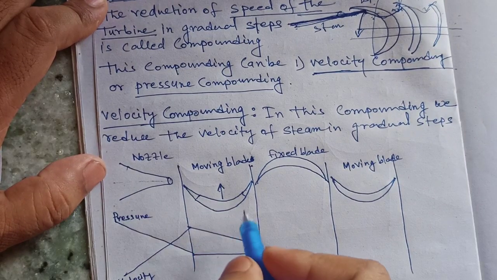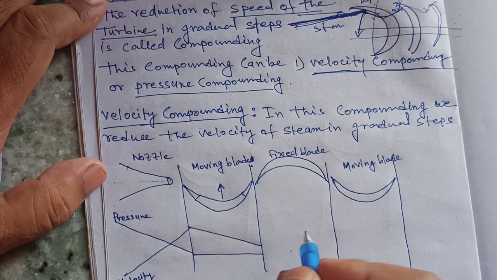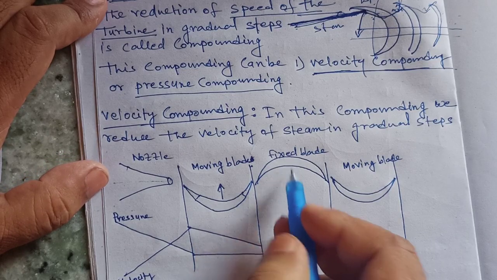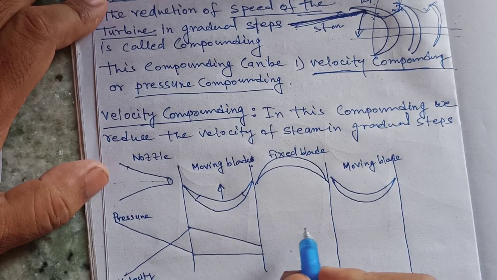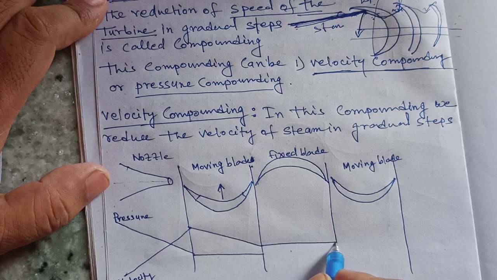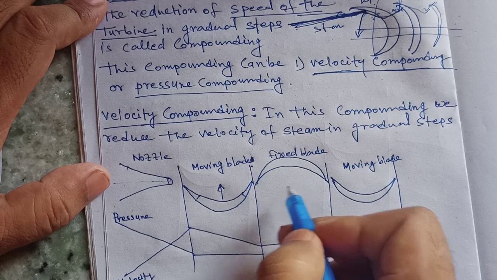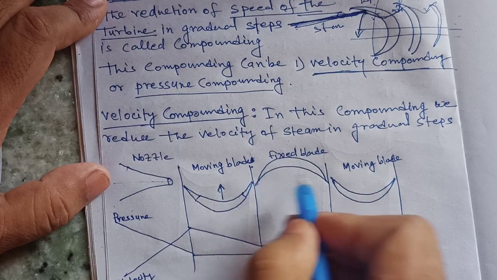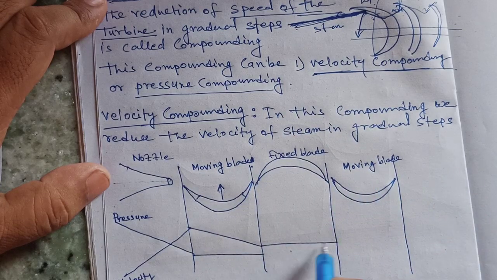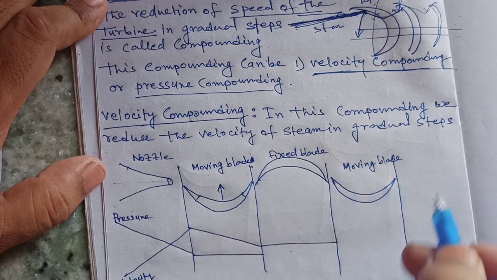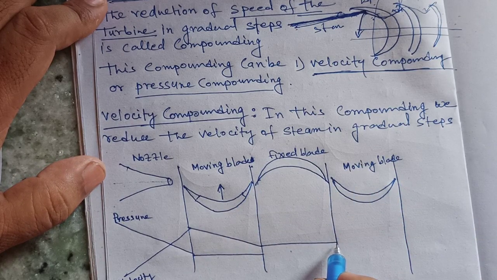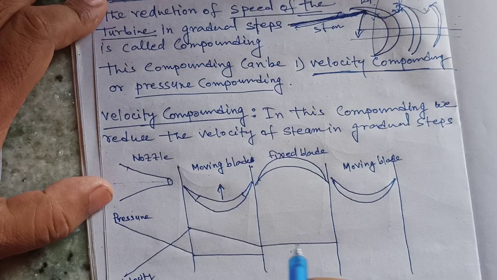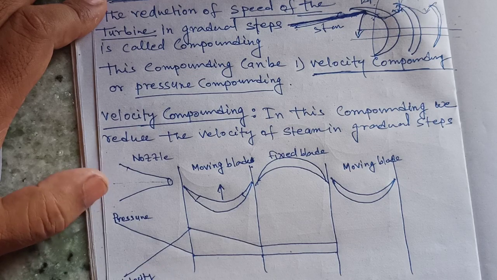Now, when this velocity, the steam, passes through the fixed blade, what happens? The velocity will not change. That means it will remain constant because the fixed blade is fixed, not rotating. Therefore, the velocity at inlet and outlet will be the same. So this is constant velocity, and as the velocity is constant, pressure obviously will be constant.